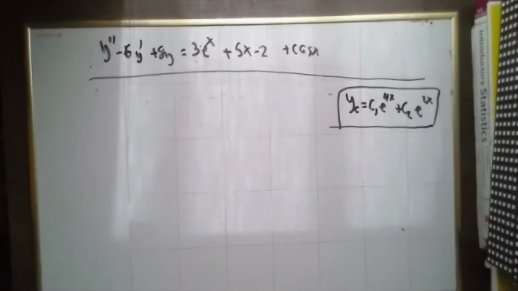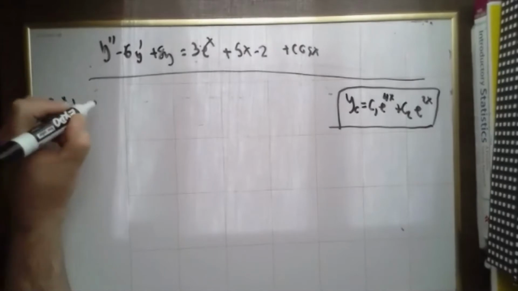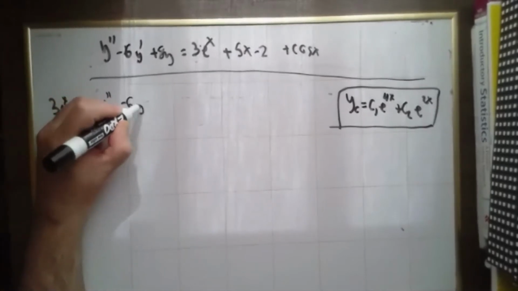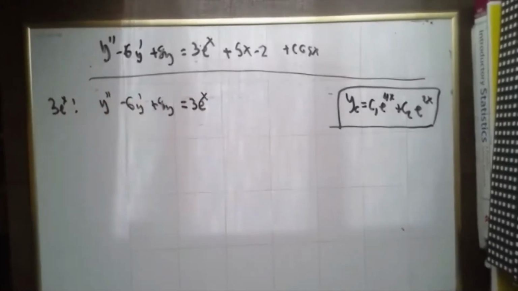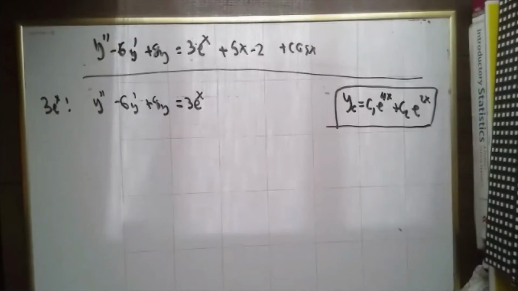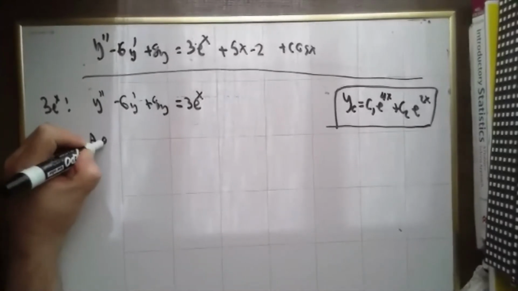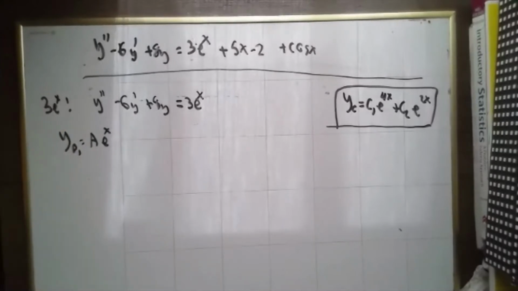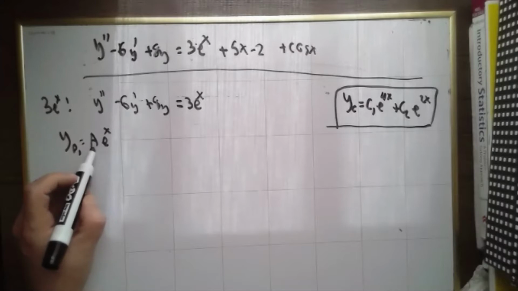Okay, now we want to deal with this guy one piece at a time. So let's deal with the 3e to the x. So I'm trying to just find any particular solution. Anything that works will work. So I'm going to just guess, literally, this is like a guess and check, that my solution, let's call him yp1, is some a e to the x. And this is why this is called undetermined coefficients. I need to determine that coefficient, a.